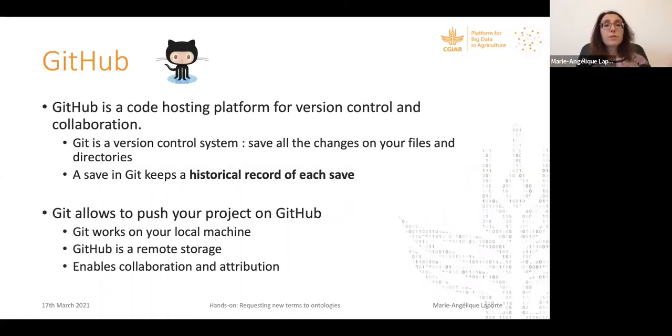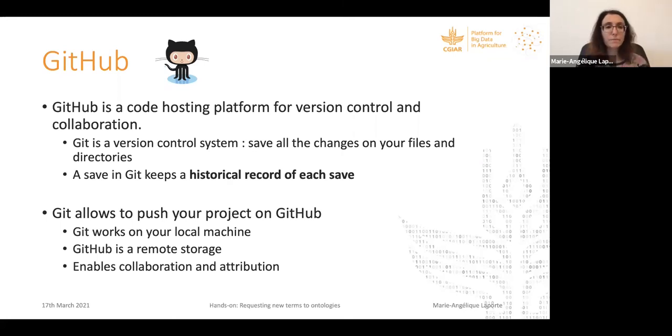So what is GitHub? GitHub is a code hosting platform for version control and collaboration. It's based on Git. Git is a version control system, meaning that it's going to save all the changes that you make on your files and directories, keeping a historical record of each save. Git works on your local machine, and GitHub is online, a remote storage, so it allows you to push your local changes to something online that everybody can see. So it really enables collaboration and also allows attribution, because people know who made the request or made the changes.